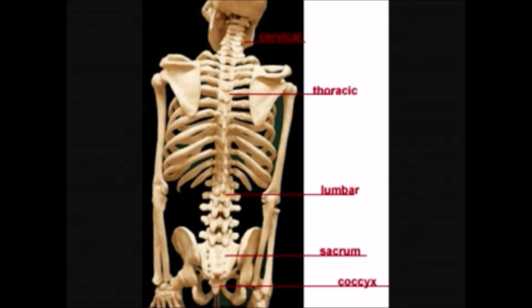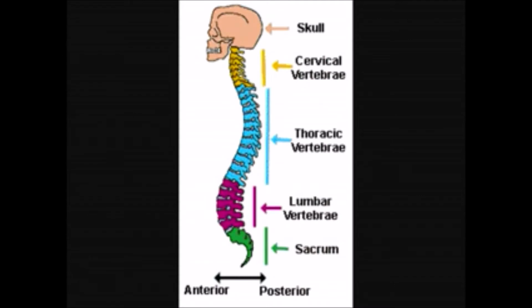Here is the vertebral column. The skull is attached to the vertebral column. The top bones are called cervical vertebrae, which form the neck. Then you have thoracic vertebrae, then lumbar vertebrae, and last the sacrum, seen from the anterior and posterior views. You also have the coccyx, which in some animals forms into a tail.